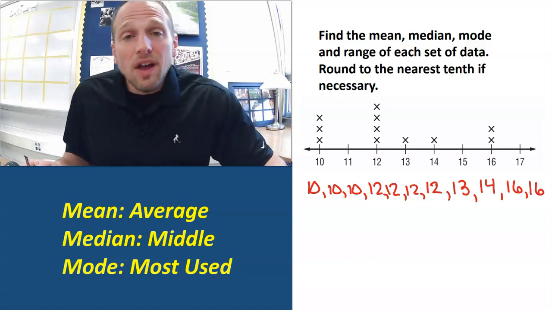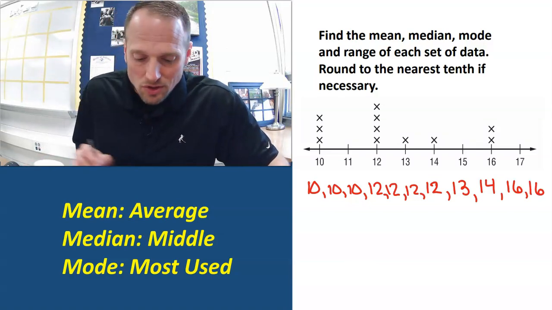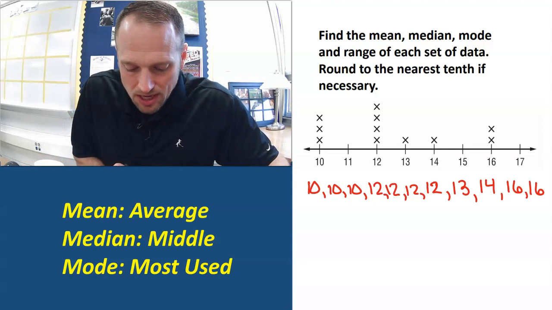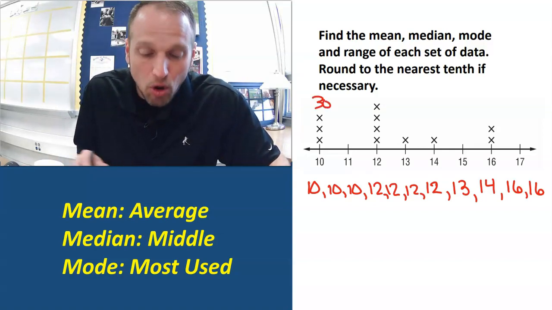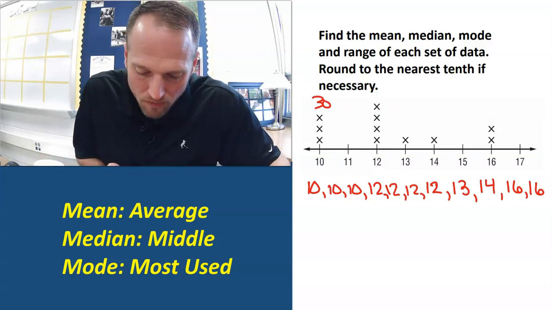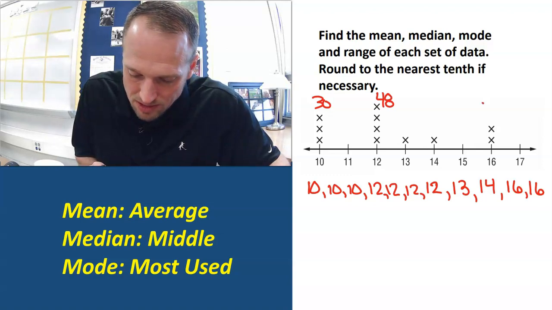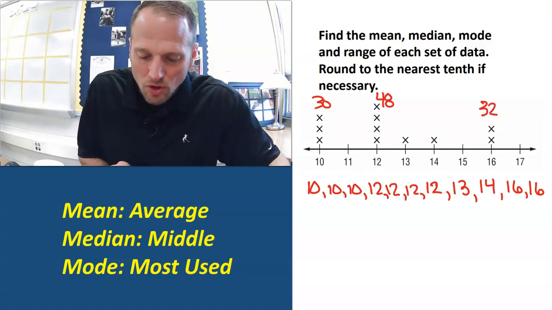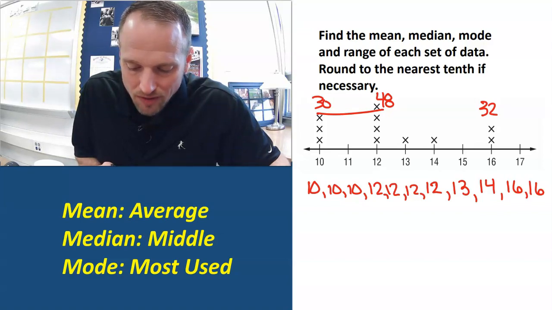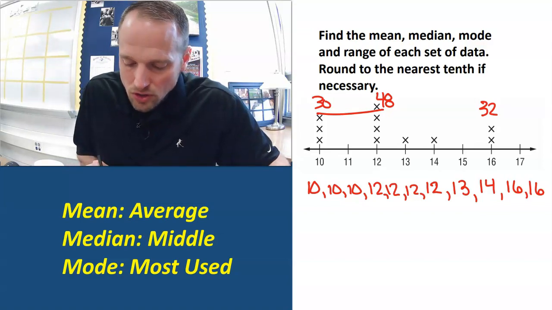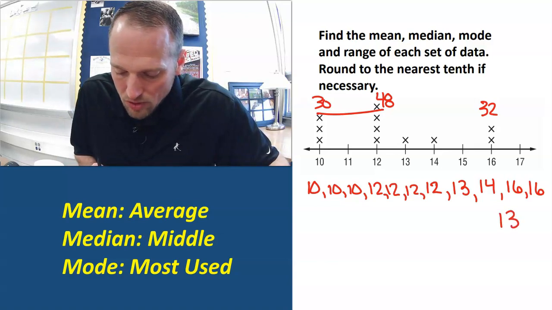Okay, let's find the mean first. So let's add these up. 10 plus 10 plus 10, 10 times 3 is 30. I might just write my partial sums up here. 4 times 12 is 48. And 16 times 2 is 32. So if I add these, that's going to be 78. Plus 13 is going to be 91. Plus 14 is 105. Plus 32 is 137.